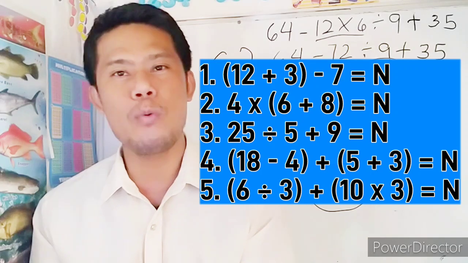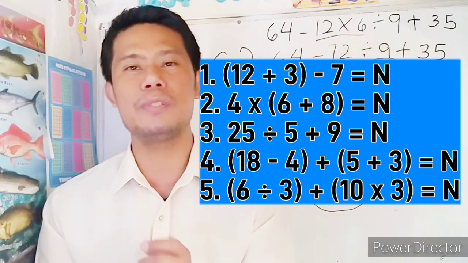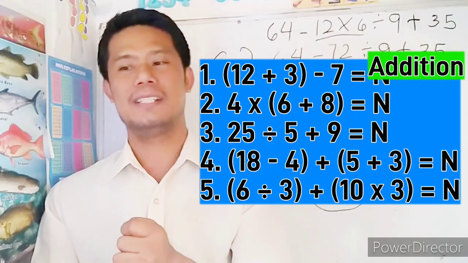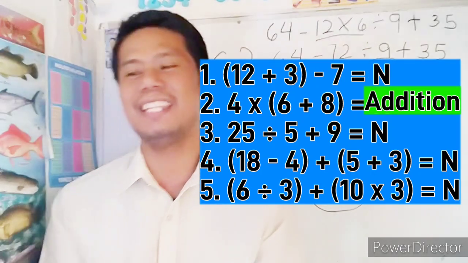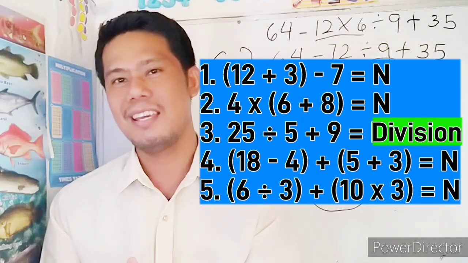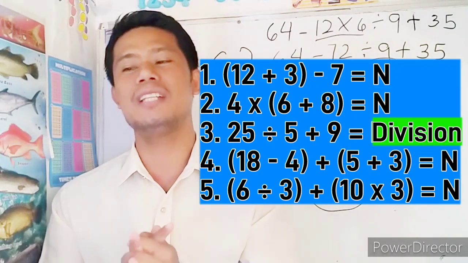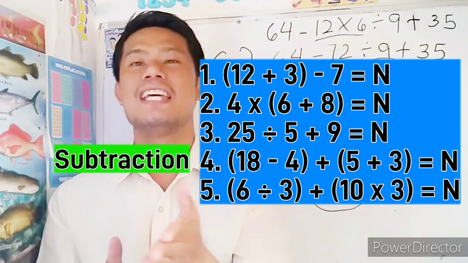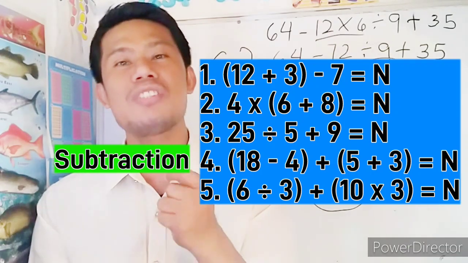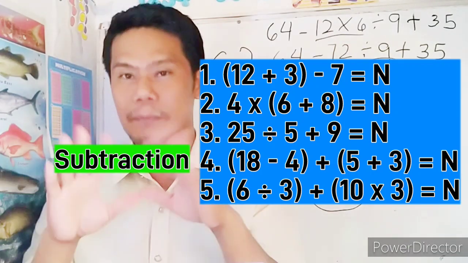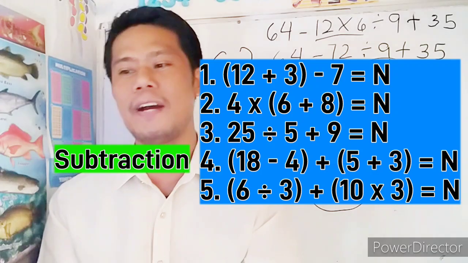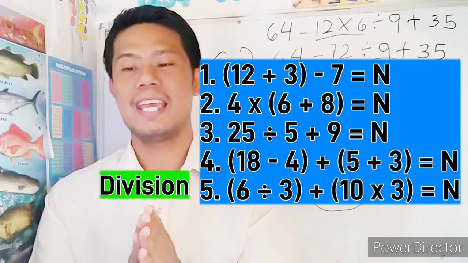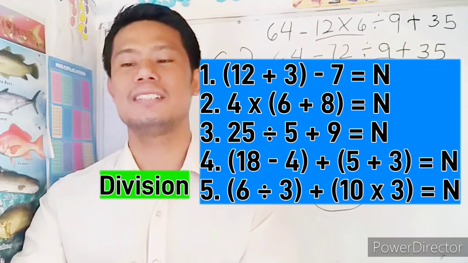First, for number 1, the operation that you are going to perform first, addition. Very good. How about number 2? Alright, addition again. How about number 3? Division. Very good. How about number 4? Alright, subtraction. Because subtraction comes first in our parentheses. And then the number 5, division. Because division comes first. And that is our lesson this week.